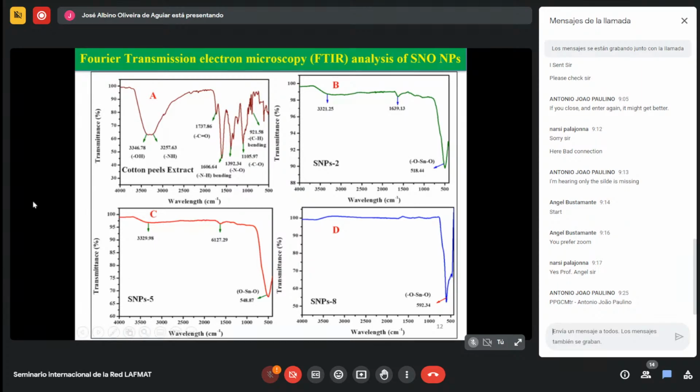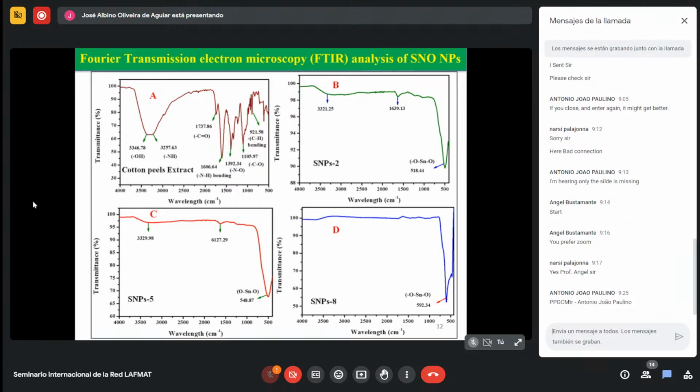This is the Fourier transform infrared, FTIR, analysis of the tin oxide nanomaterial. Here A is the plant extract. B, C and D are the tin oxide nanomaterial.